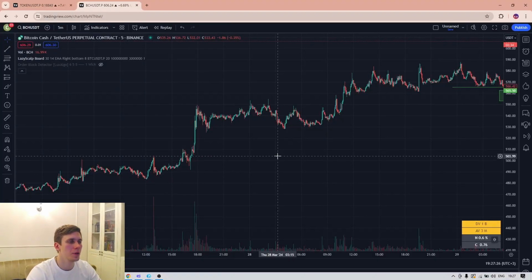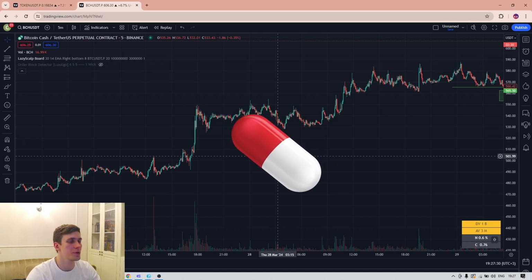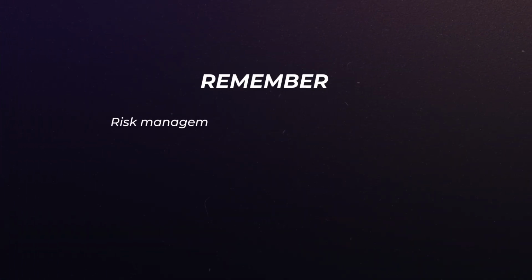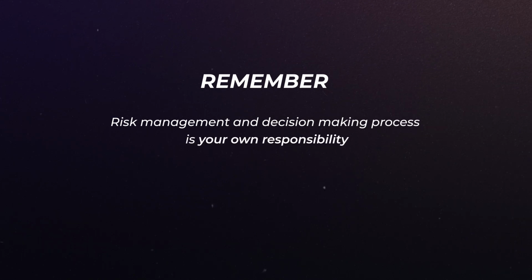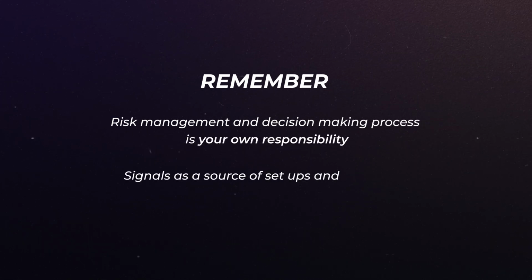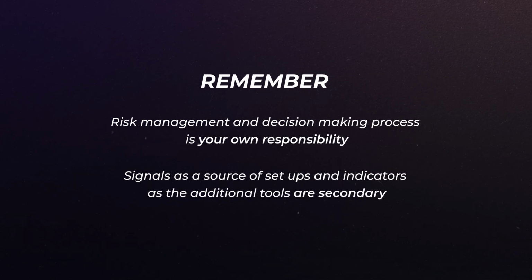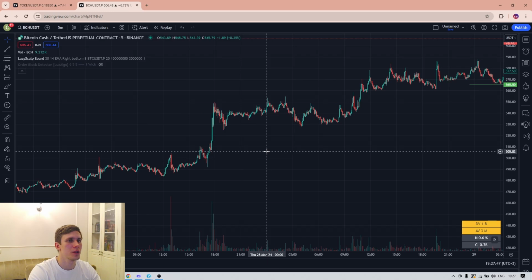Unfortunately, many people use indicators and setups as a magic pill to shift responsibility. Remember that risk management and the decision-making process is your own responsibility. Signals as a source of setups and indicators as additional tools are secondary. Always rely on your understanding of market mechanics, on your risk management and your experience.